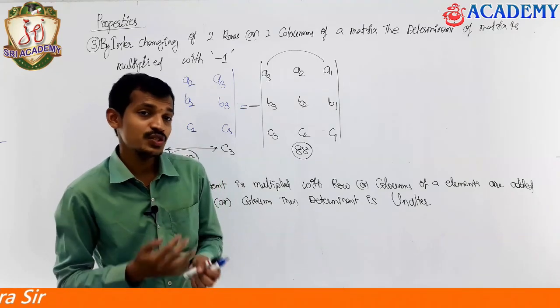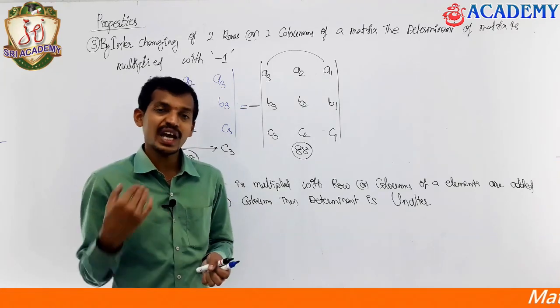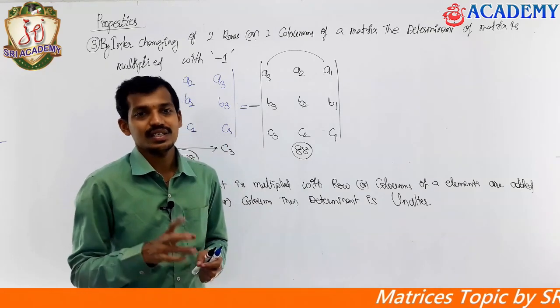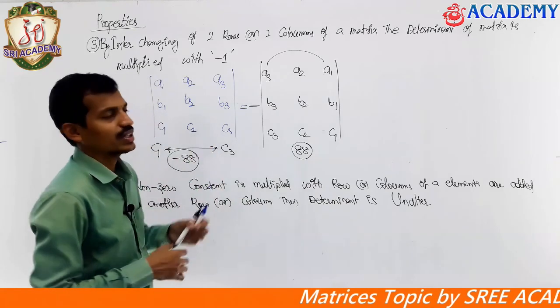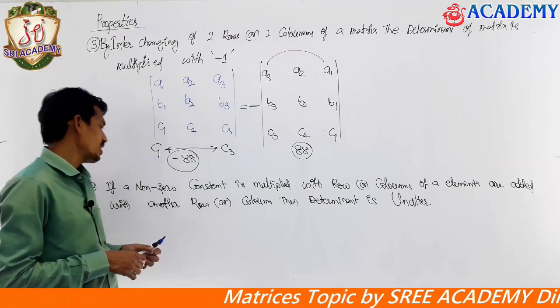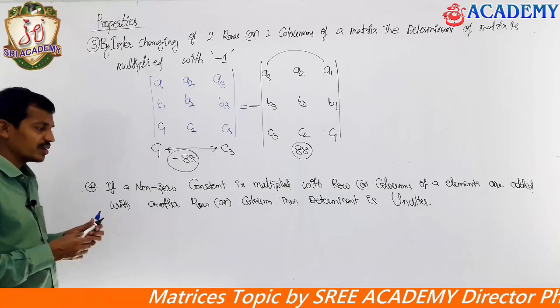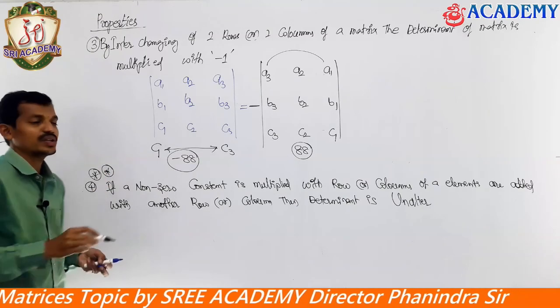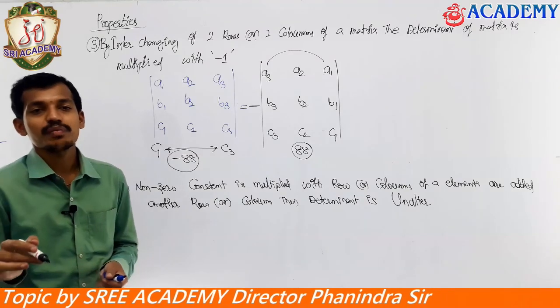If I interchange two rows or two columns 2 times, then you will get plus, 3 times you will get minus, like that. Okay, this is also asked in ECET as a statement, right? One more property that is very very important. By using these properties only, we are going to do so many problems.